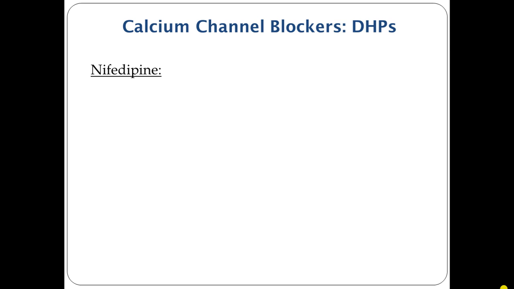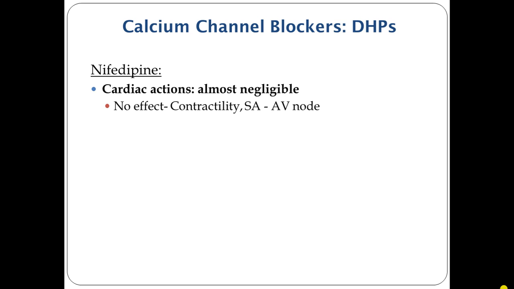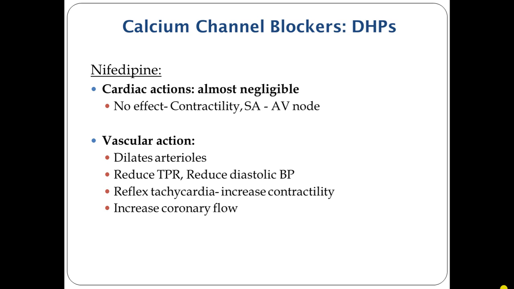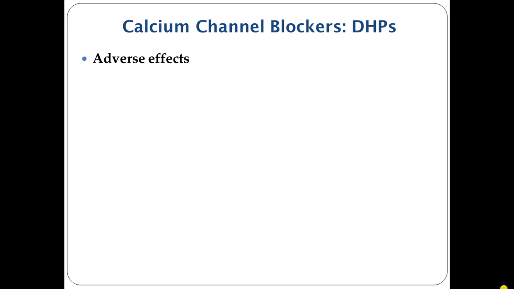The third category of calcium channel blocker is the dihydropyridines. The prototype of that is nifedipine. Cardiac actions are almost negligible. It has no effect on the SA node or AV node. It does not have any effect on contractility. Vascular action predominates here. It dilates arterioles, reduces total peripheral resistance and reduces diastolic BP. It produces reflex tachycardia. That's why increased contractility can be seen, and increased coronary blood flow is seen with nifedipine. It also produces a mild natriuretic action.